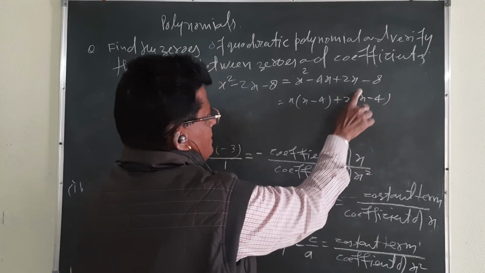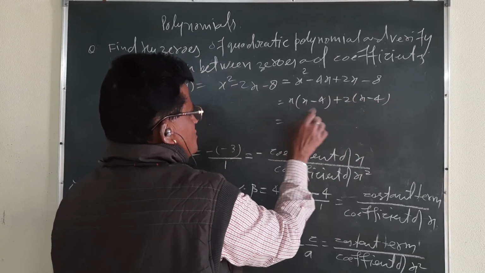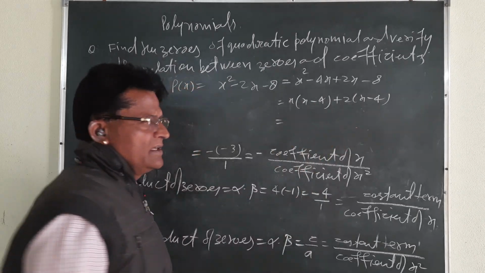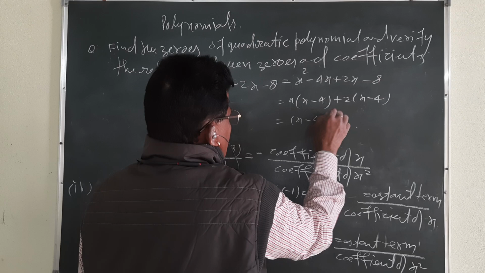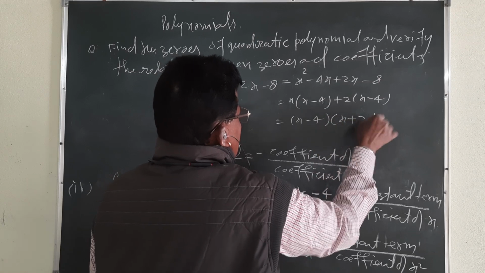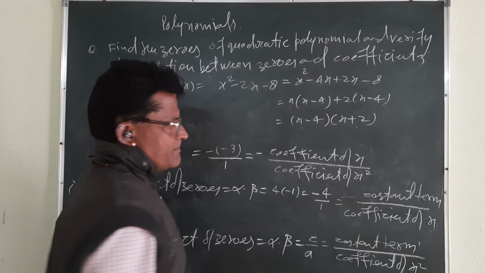Here I have taken out 2, and what is left? x minus 4. My dear student, both the brackets are same. That is why your factorization is correct. Okay, x minus 4 and x plus 2. x minus 4 I have taken common over here. What is left? x plus 2.